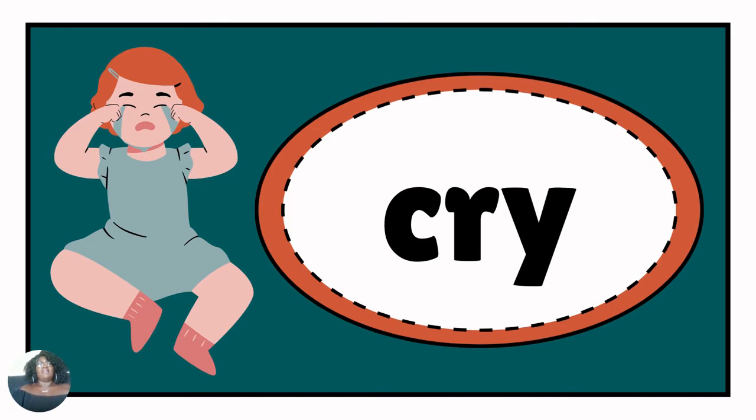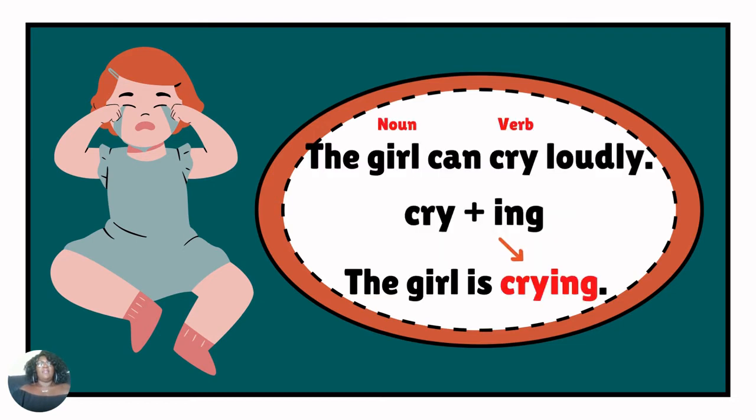Next word, cry. Pronunciation again, cry. Our sentence: the girl can cry loudly. Girl is the noun, cry is the verb. Cry describes what the girl can do loudly. Cry plus ing becomes crying. Notice the arrow and the red word. The girl is crying. Crying is the action verb showing physical action.